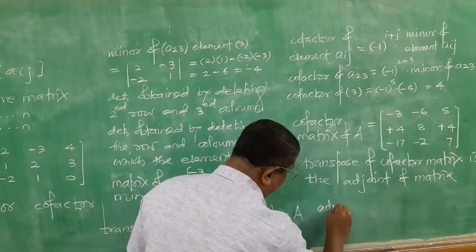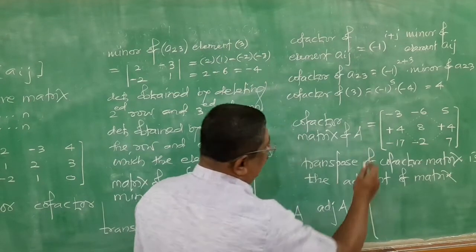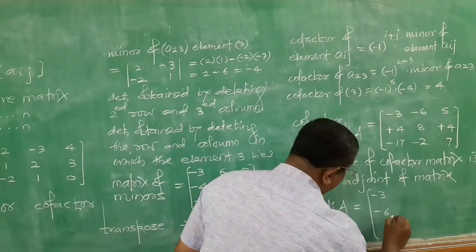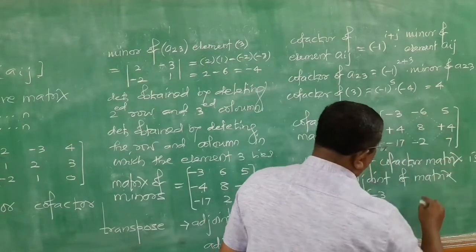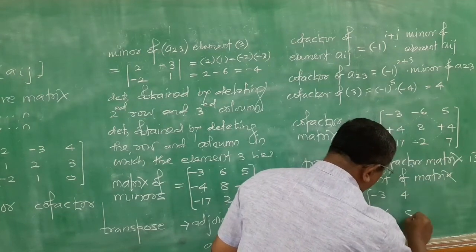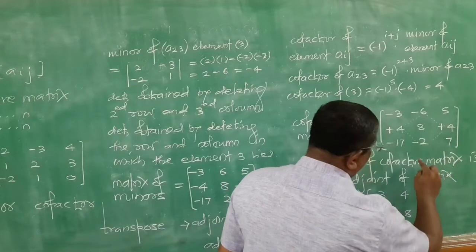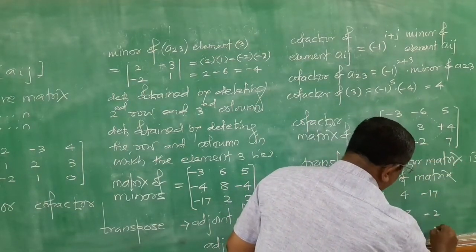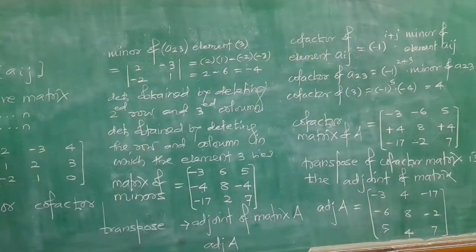Finally, we write down adjoint of A is equal to, we write the first row as a first column, means minus 3, minus 6, 5. The second row 4, 8, 4 will be written as a second column, 4, 8, 4. The third row minus 17, minus 2, 7 will be treated as the third column. Thus we have got the adjoint of a matrix.